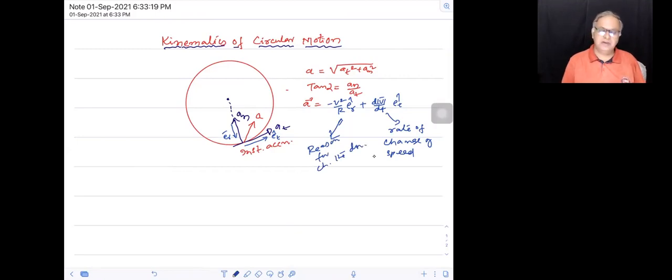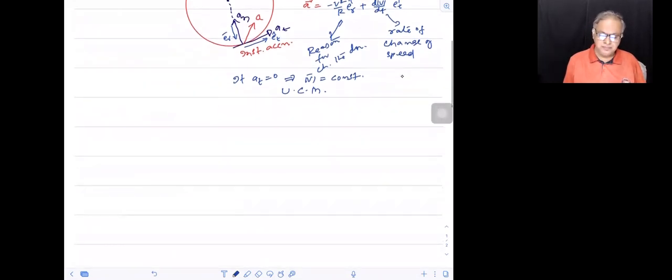All right. And if A tangential is 0, it implies mod V is constant. And this type of motion is referred to as what? Uniform circular motion. But if AT has non-zero value, it is non-uniform circular motion. Isn't it so? Children.